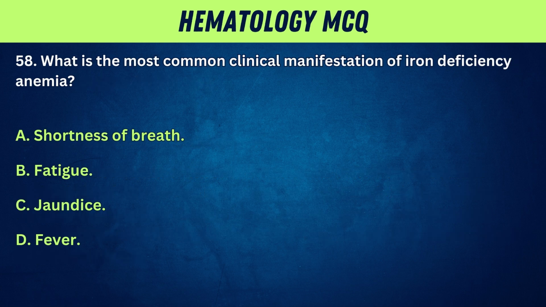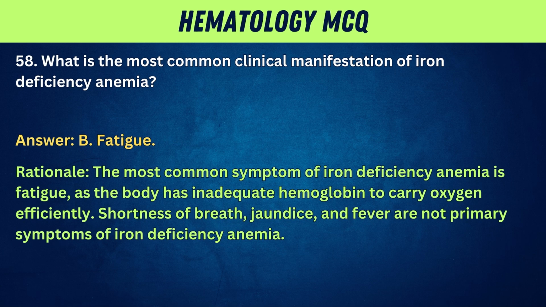58. What is the most common clinical manifestation of iron deficiency anemia? A. Shortness of breath. B. Fatigue. C. Jaundice. D. Fever. Answer: B. Fatigue. Rationale: the most common symptom of iron deficiency anemia is fatigue, as the body has inadequate hemoglobin to carry oxygen efficiently. Shortness of breath, jaundice, and fever are not primary symptoms of iron deficiency anemia.